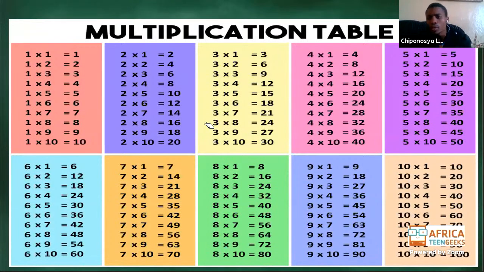What is 2 times 1? 2. 2 times 2, 4. 2 times 3, 6. 8 times 5, 40. 8 times 6, 48. It's always very important to know your times tables. And you can find them on the internet, guys. You can download them. Your times tables are everywhere.